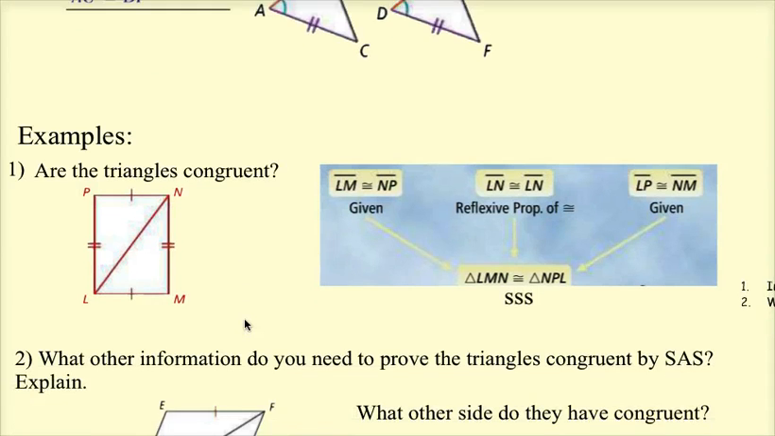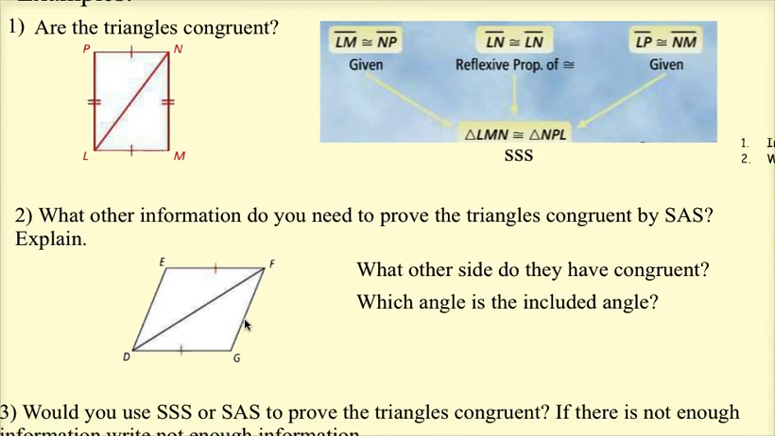Another type of question that we're sometimes asked is, what other information would I need to prove the triangles congruent by a specific method and to explain? So I want to know, what other information would I need to prove these triangles congruent by side, angle, side? All I have is a side right now. Is there another side that they have congruent that I should know? Well, actually, yeah, just like the two triangles that were up here, they share side DF. So let's make an X right here on the side that they share. So I have that second side.